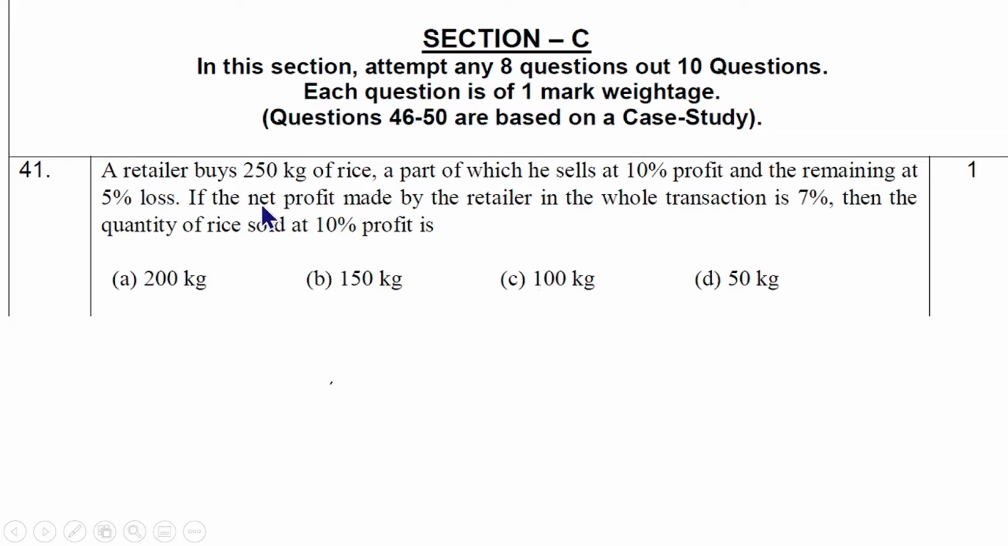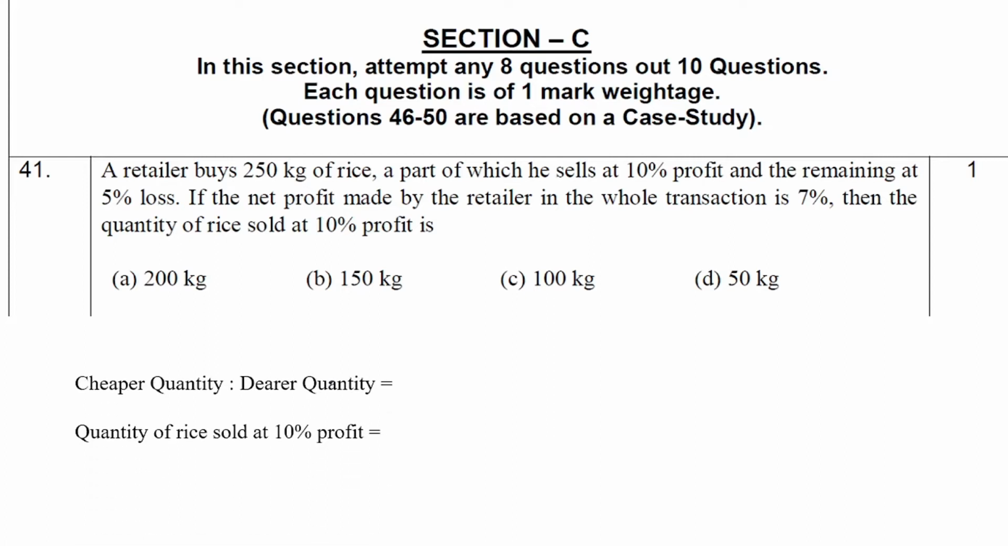So here it is given, a retailer buys 250 kg of rice and some quantity of rice he sells at a profit of 10% and the remaining at a loss of 5%. And it is also given the net profit made by the retailer is 7%. Now we have to find the quantity of rice sold at 10% profit. So this is a question from allegation or mixture. So we have to use the cross to find the ratio of cheaper quantity is to dearer quantity.